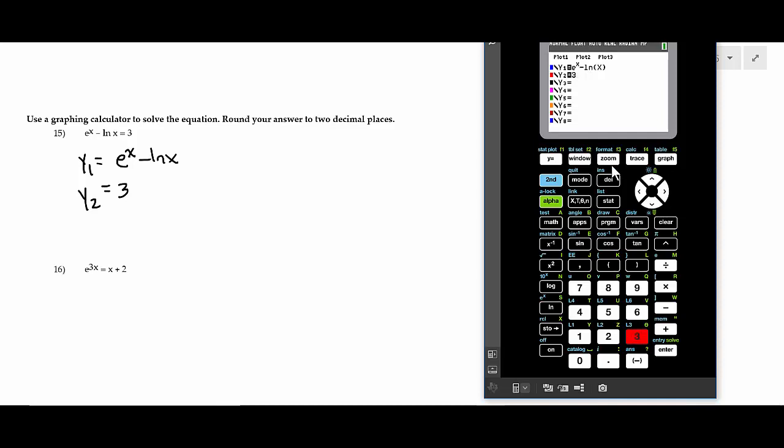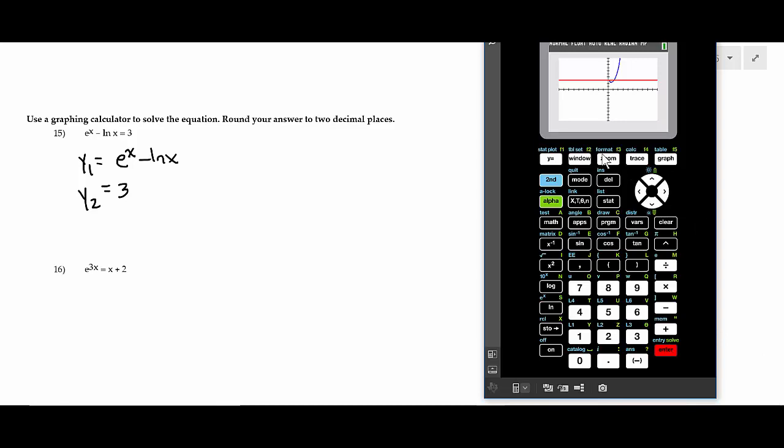So a good way to start is just go zoom 6, and zoom 6 just puts you in a standard window. And what you'll end up having is you've got that curve, and you've got that curve like that, all right? So it's hard to tell without zooming in how many times that intersects. Very clearly it intersects there. It may or may not intersect there, I don't know. So what I'm going to do is a little zoom.